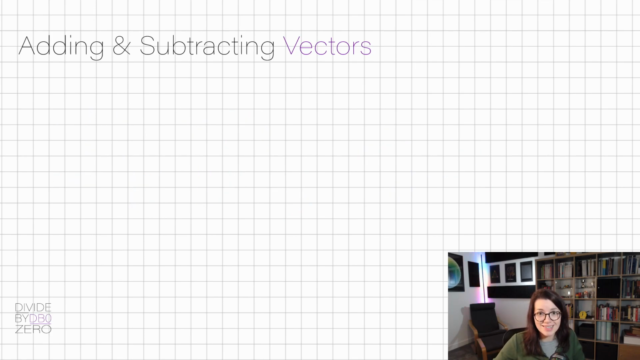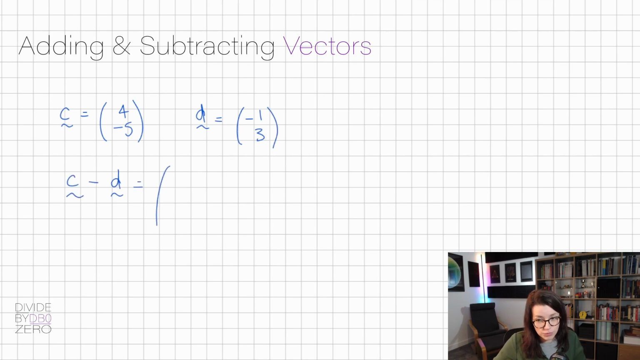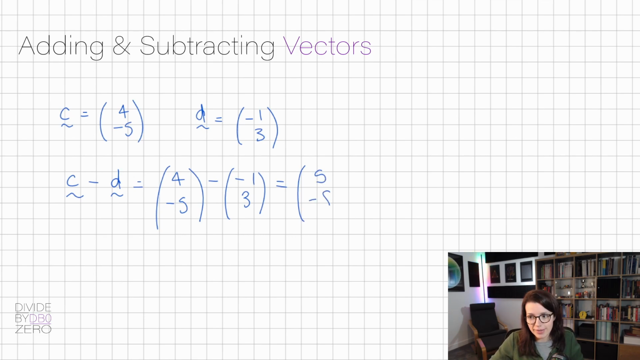Let's think about subtracting now. So c equals (4, -5), let's say, and d equals (-1, 3). And we want to do c minus d. So again, we're just going to write our column vectors out. So (4, -5), take away (-1, 3). And then we're going to do the two calculations separately. So starting with 4 minus -1, that double negative in the middle there is going to make a plus. So that's actually going to give us 5. And then -5 minus 3 is -8.